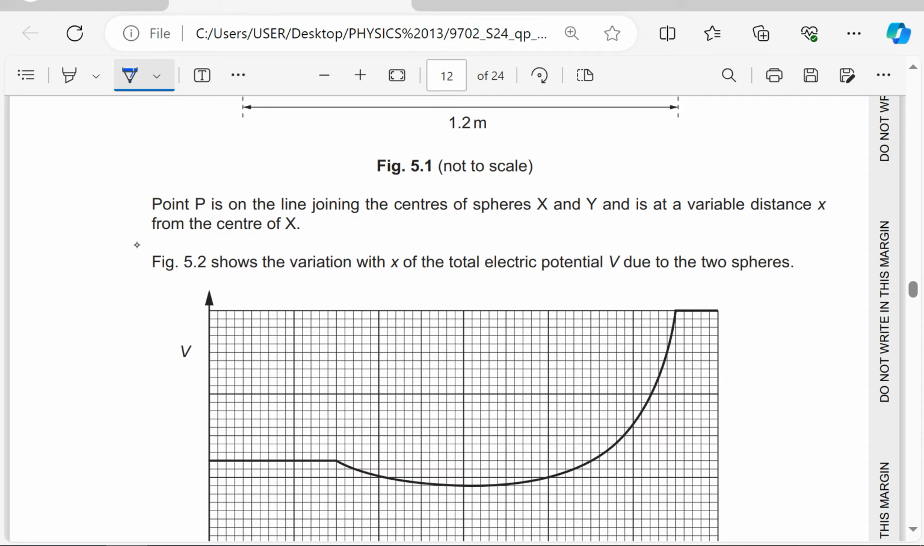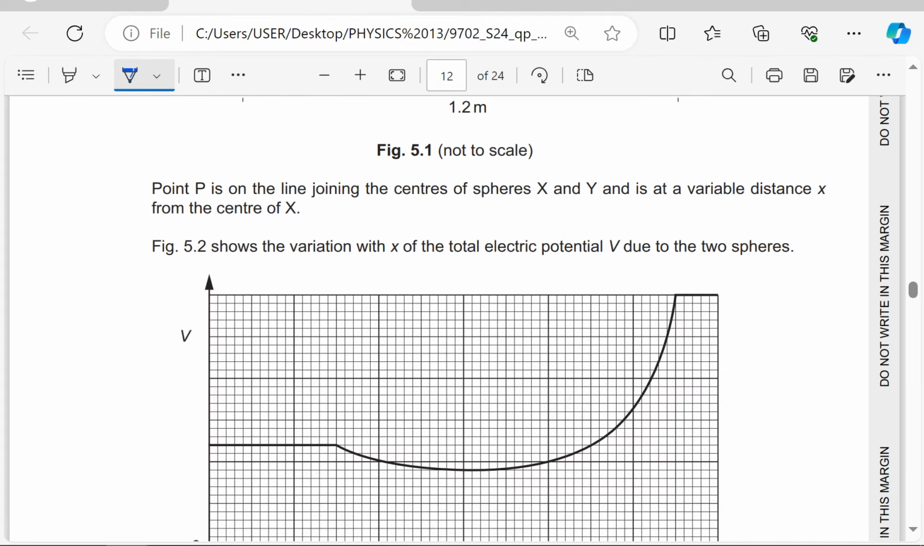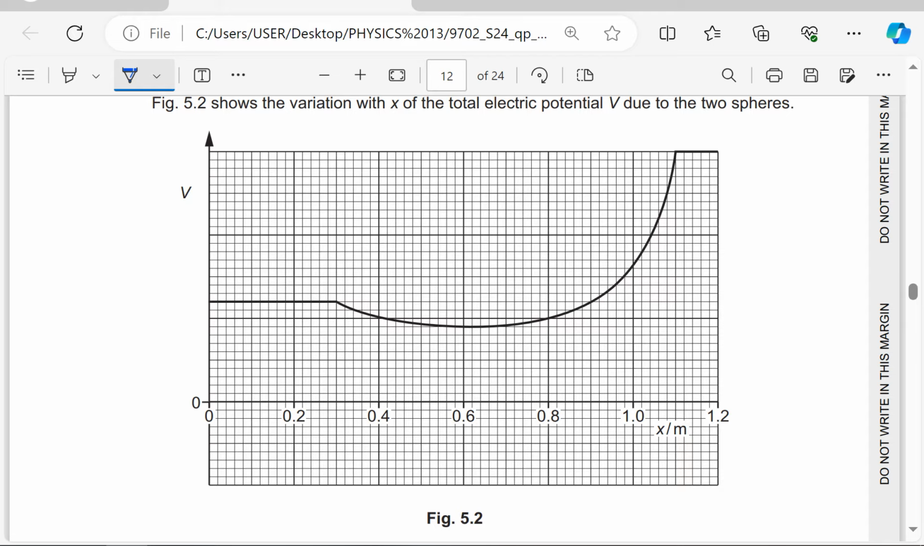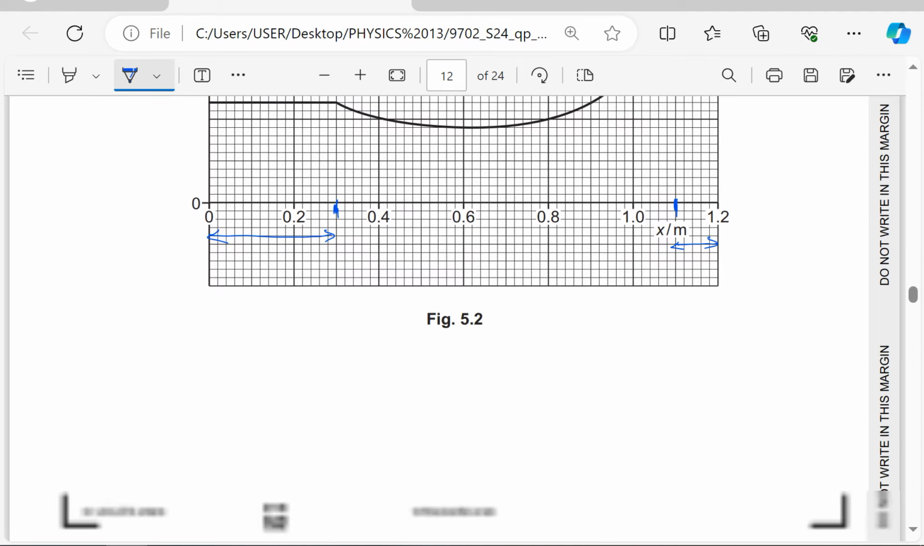The figure 5.2 shows the variation with x of the total electric potential V due to the two spheres. When we say potential is constant, it means we are inside one of the spheres. For example, it is constant up to here, so we are inside one of the spheres, then it goes to a minimum, and again it becomes constant, which means we are now inside another sphere. So this distance here is going to be the radius of this sphere, maybe x, and this distance is going to be the radius of the other sphere, maybe y.